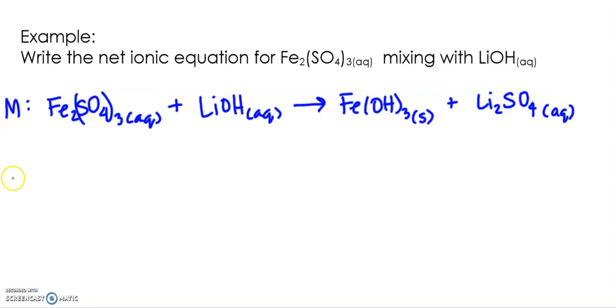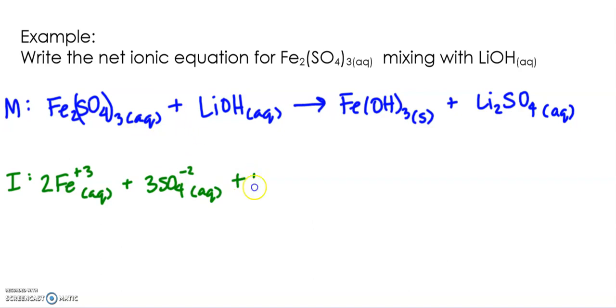So let's do our ionic equation. We split up all of our aqueous compounds into ions. Make sure you balance it, so look at those subscripts. There are 2 Fe plus 3 ions that are aqueous, and 3 SO4 minus 2 ions that are aqueous. We've got lithium, that's a plus 1. Oops, I forgot one thing at the other one. Sorry, guys. I hope you're wondering, what is she doing? I did not balance it.